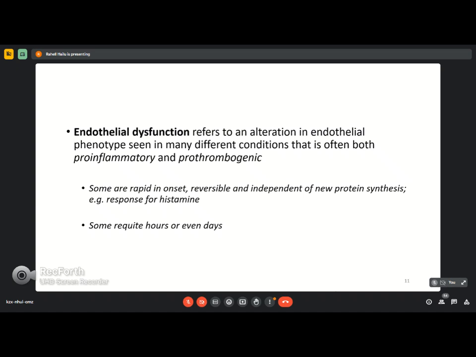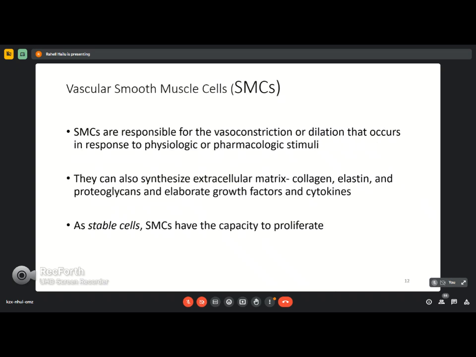So endothelial dysfunction basically refers to any alteration in the endothelial phenotype that's seen in different conditions, that is both pro-inflammatory and pro-thrombogenic. And the response can take a few minutes, a few hours, or a few days.